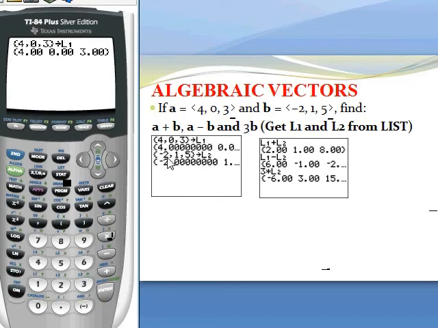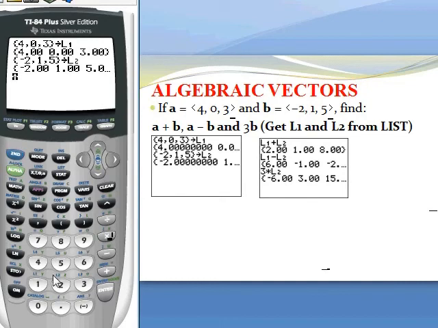Now I'm going to put -2, 1, 5 in a list as well. So let's do that. -2, 1, 5. And let's put that in a list. Let's store it in list 2. So I will put list and I'll pick list 2. Very good. Now that I have those stored, I can just go and add them up if I want to.